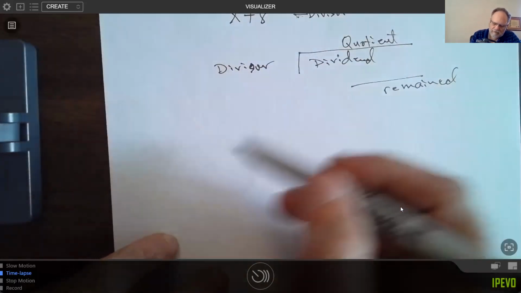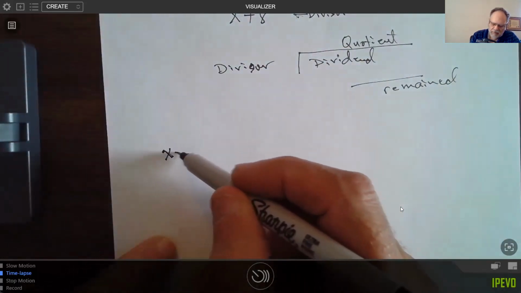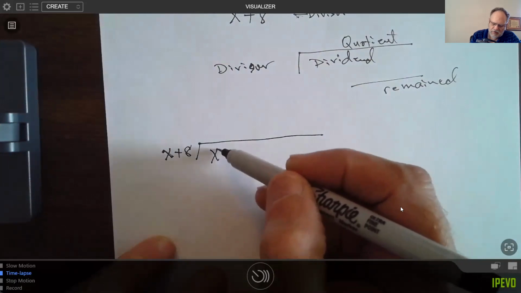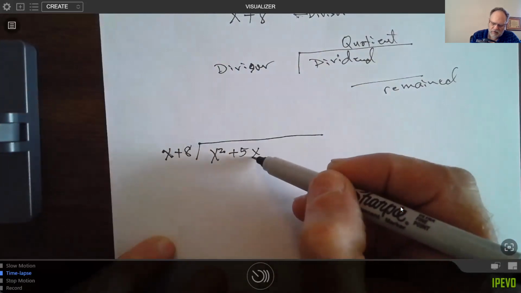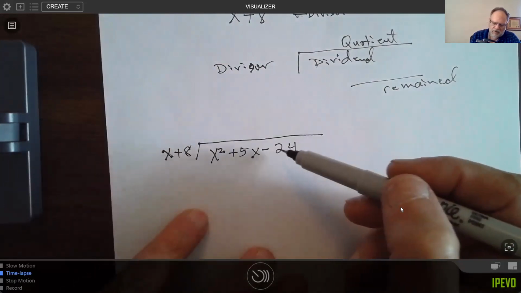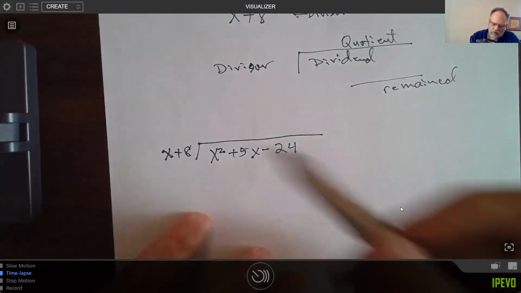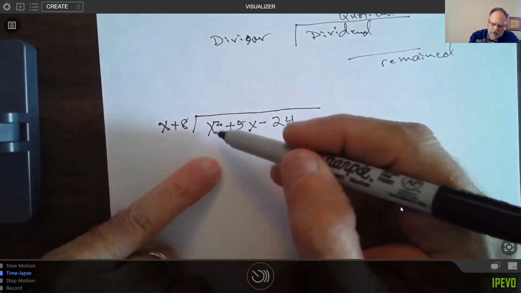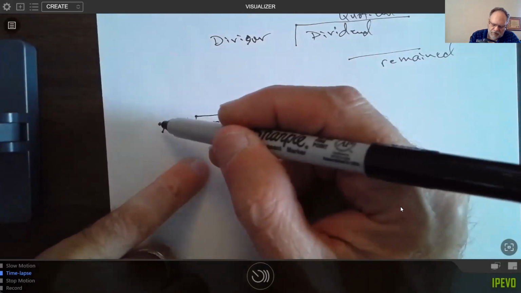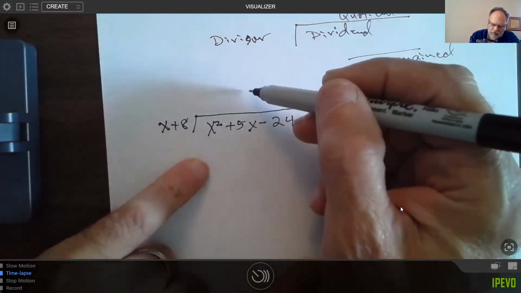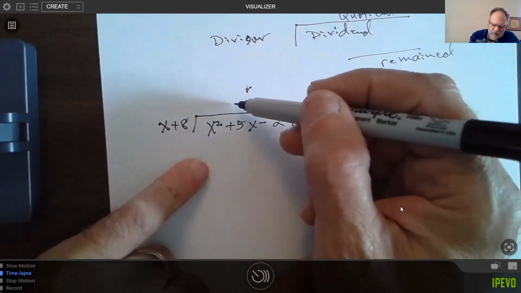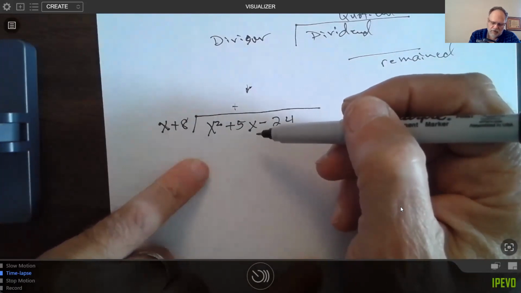Okay, so in this case, the x plus 8 is our divisor, that goes outside. The x squared plus 5x minus 24, that's our dividend. And so the whole idea here is to eliminate the first term in each row. So since we have 2 terms here, we start 2 terms over. And so we're going to start here. Because the x is positive, we're going to start with a positive in the quotient.